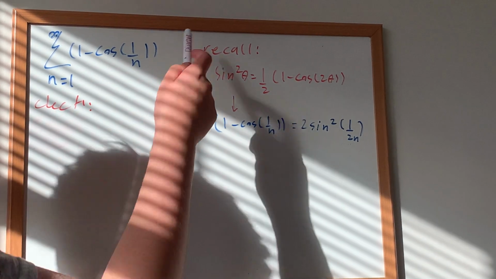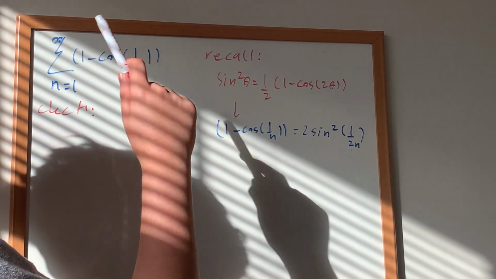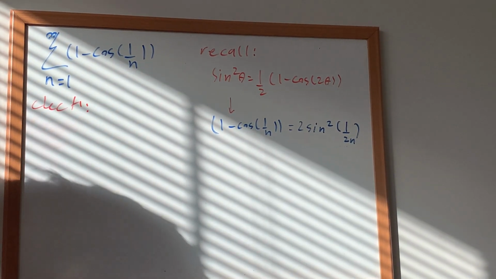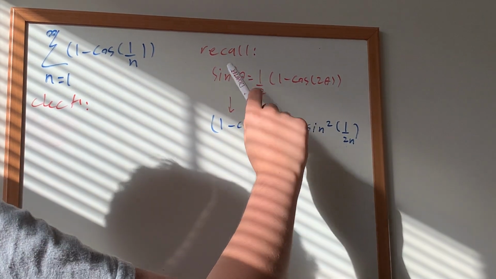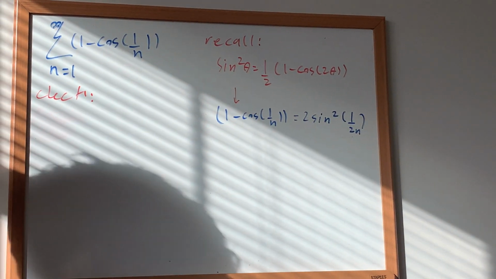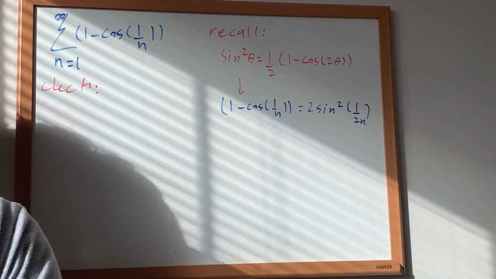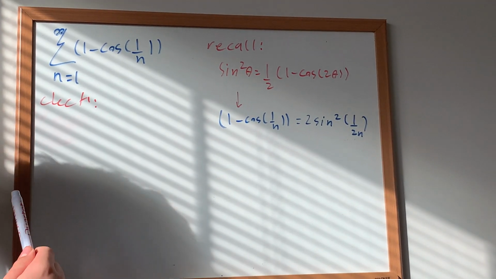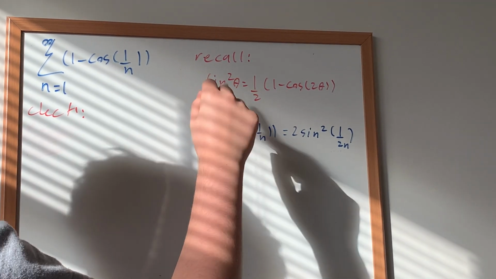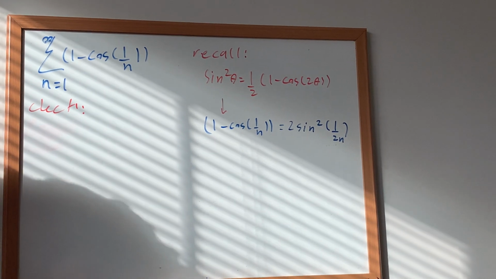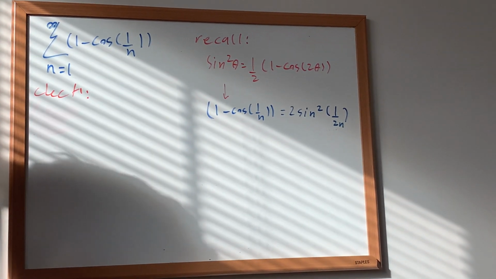So, recalling from our trig identities, we can form that sine squared theta is 1/2 times 1 minus cosine of 2 theta. So using this identity, we can say that 1 minus cosine of 1 over n, replacing theta with 1 over 2n, is equal to 2 times sine squared of 1 over 2n.